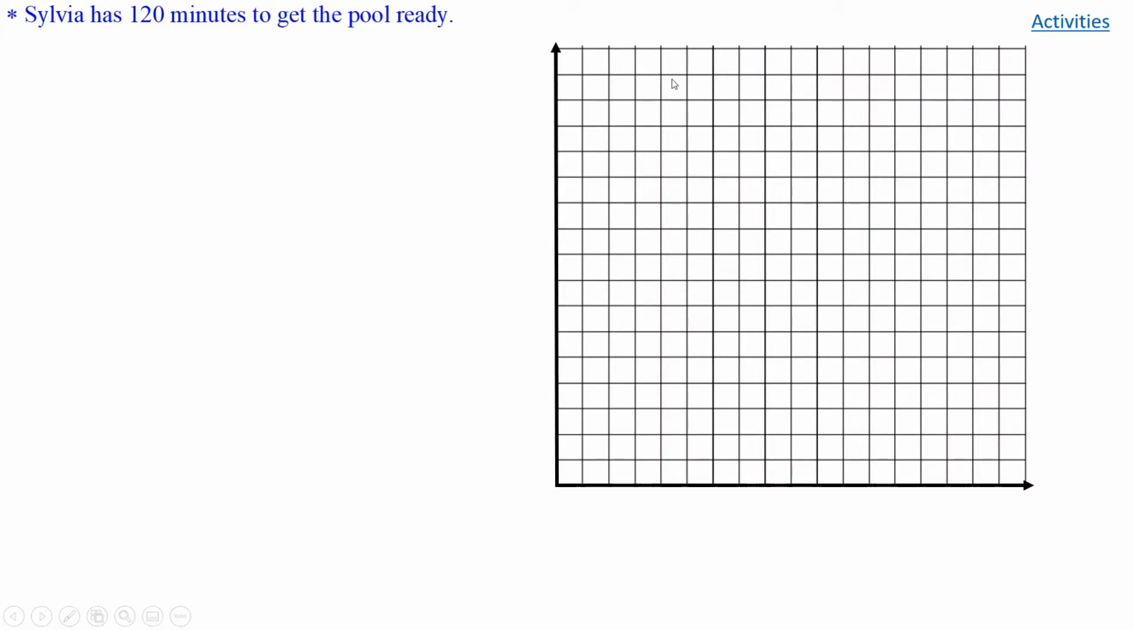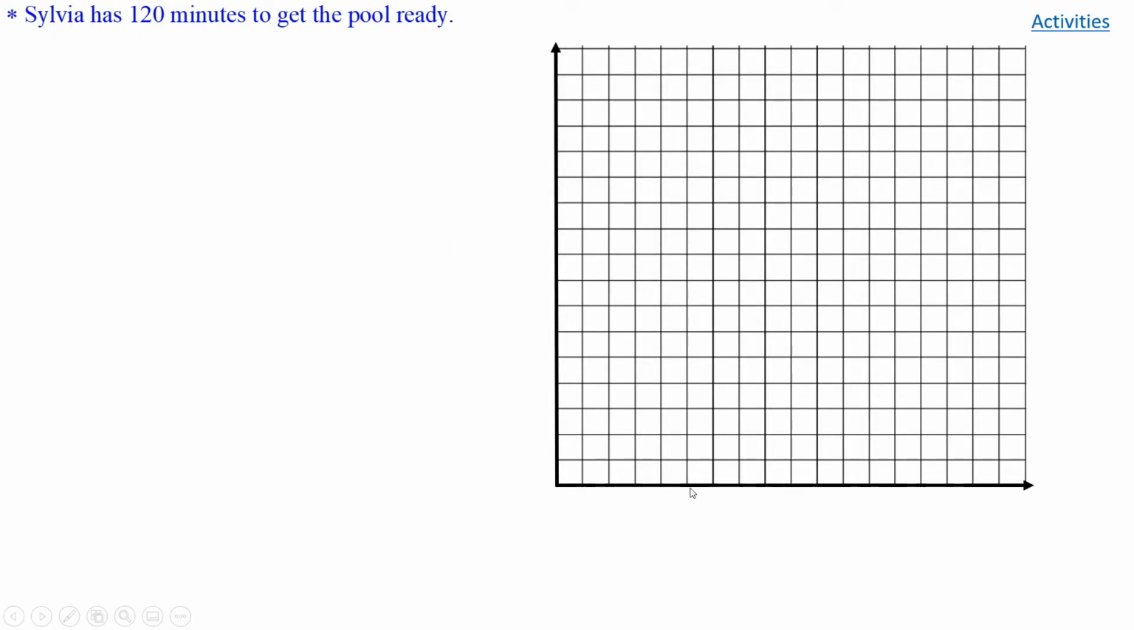So here is the graph that I gave you guys in Google Classroom to print out, and I think I may have already scaled it for you and labeled it. I'm not sure though. So let's start by going, here, we can start right here. Sylvia has 120 minutes to get the pool ready. All right, so let's set up this graph right now.